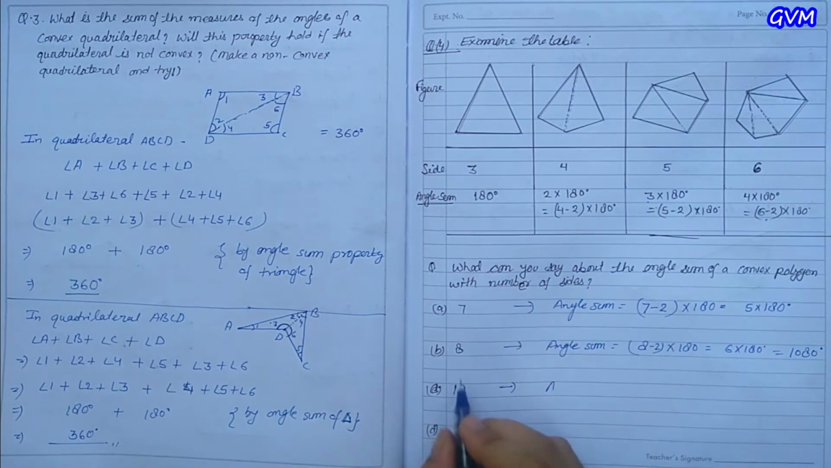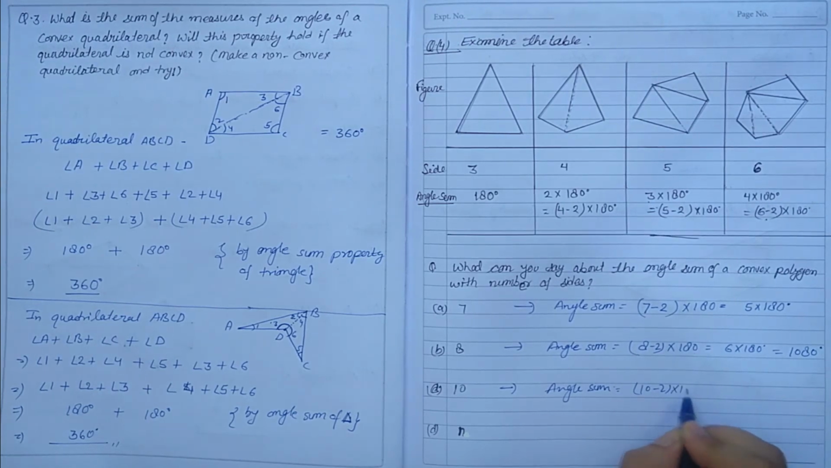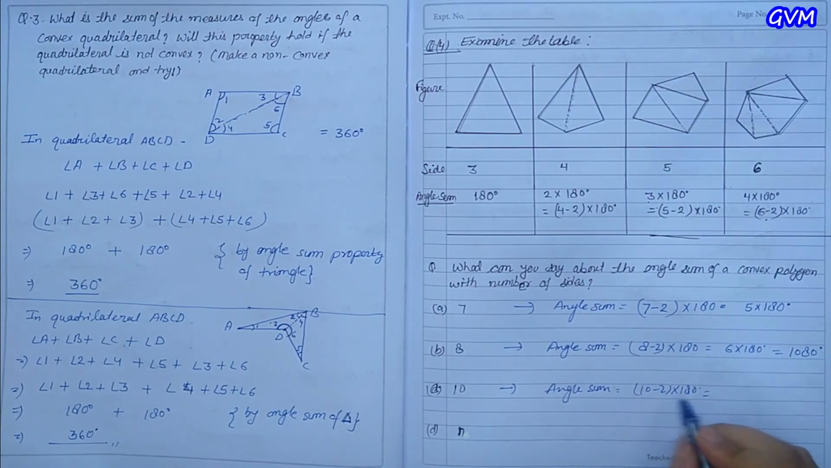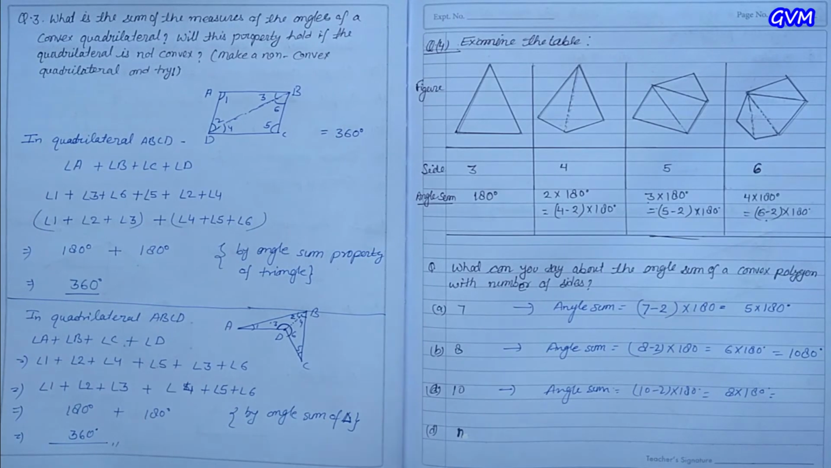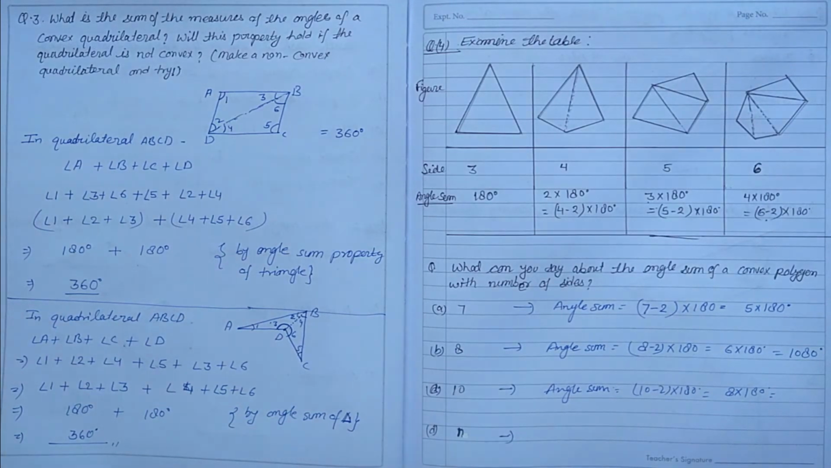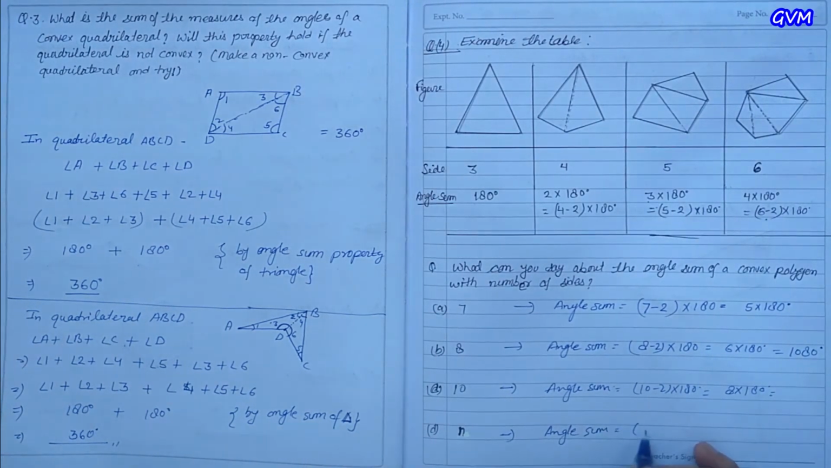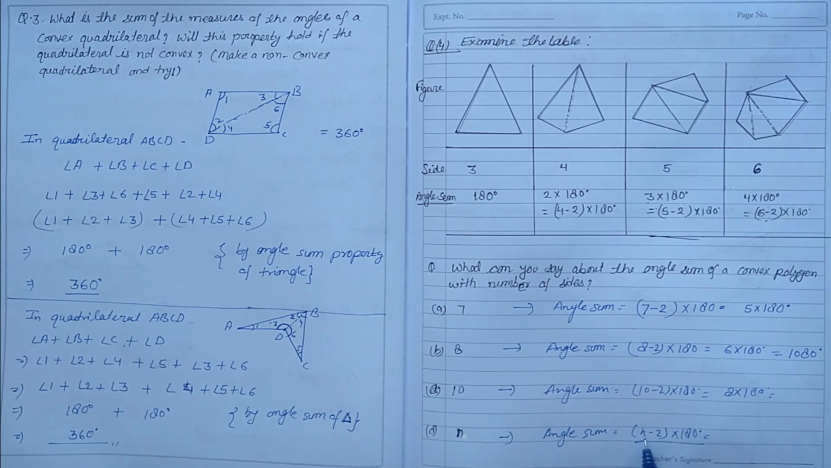When we have 10 sides, the angle sum is 10 minus 2 into 180 degrees, which is 10 minus 2 is 8 into 180 degrees, or you can solve it further. Next we have part D. When the number of sides is n, the polygon can have any number of sides, so the angle sum will be n minus 2 into 180 degrees. We cannot solve it further because we don't have the exact value of n. So we can leave it as n minus 2 into 180. So this is your question number 4.